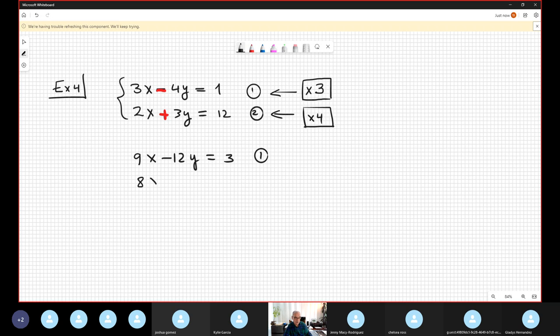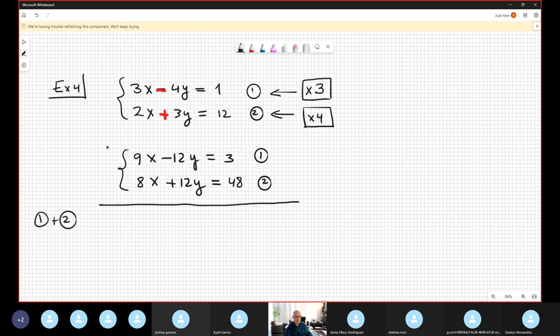So, 48x plus 12y equals 48, no? Which is the multiplication, 12 times 4. And we get the new system, which is equivalent 100% to the original, but now it's ready for elimination. So you put a line here, and you add equation one plus equation two, column by column. That is the reason that when you face, guys, the solution for a linear system of equations, you put the equation always in standard form.